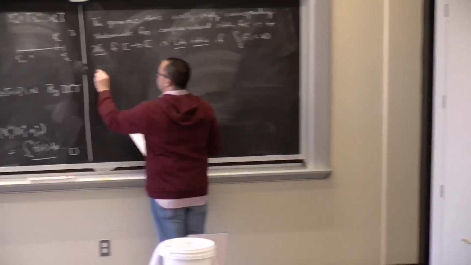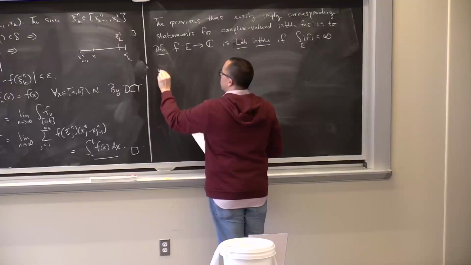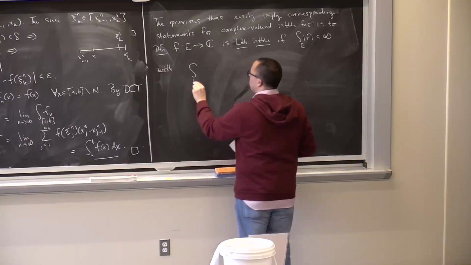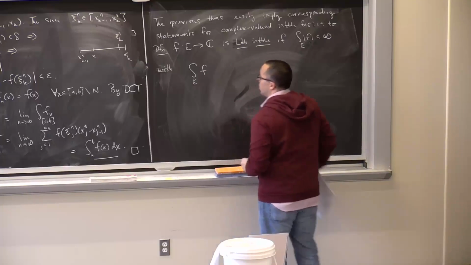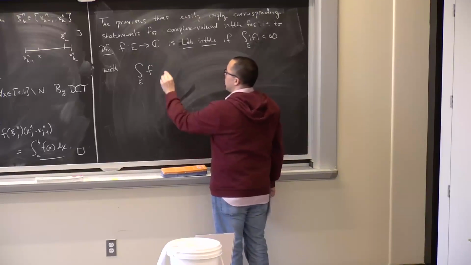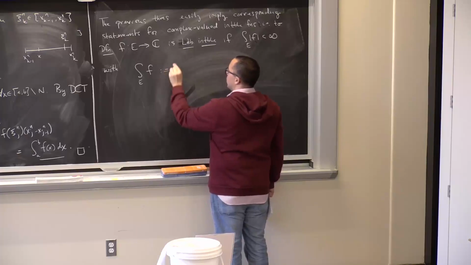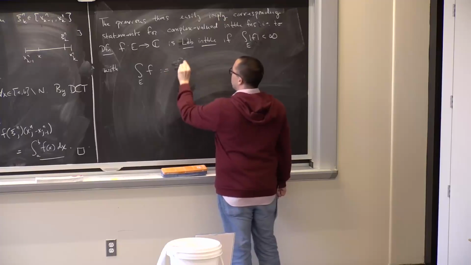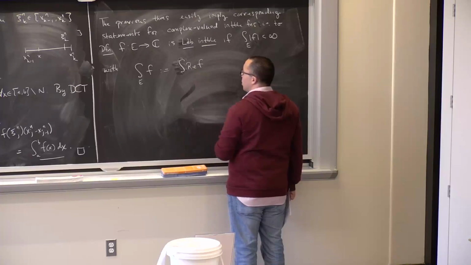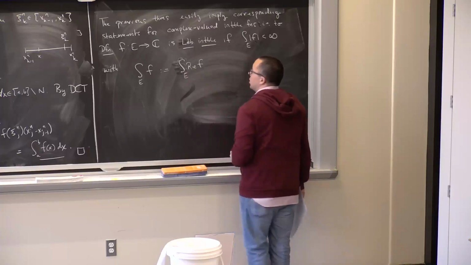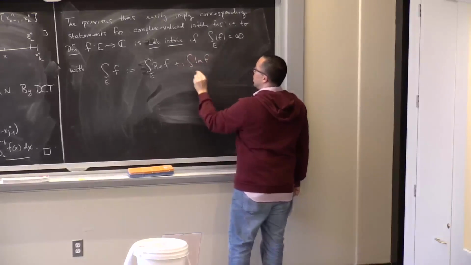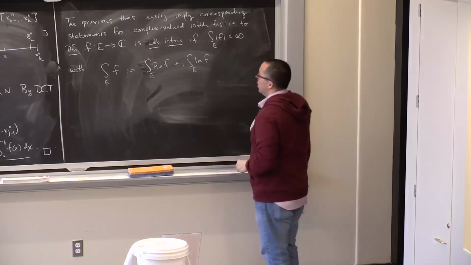And now the definition of the Lebesgue integral of a complex valued integrable function is defined to be simply the integral of the real part of f, which is, again, a real valued integrable function, plus i times the integral of the imaginary part of f.